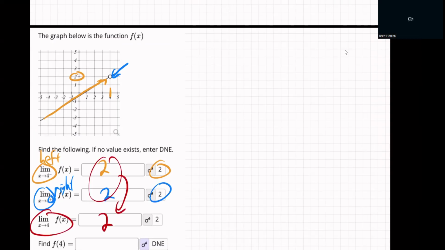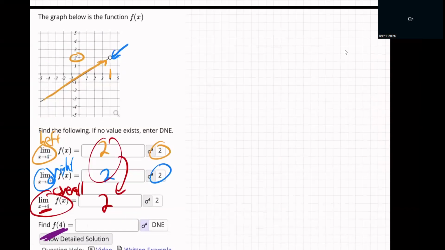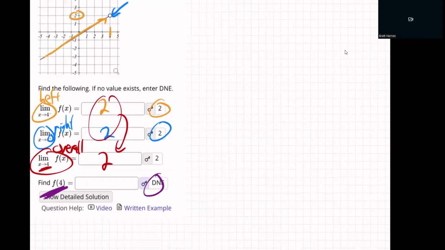then the overall limit as you go to 4, the left and the right are the same, then that is the overall limit. But, final question, what about f of 4? Well, it doesn't exist. It's D and E.